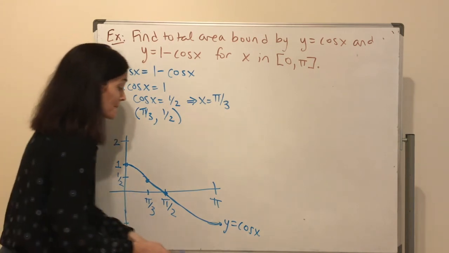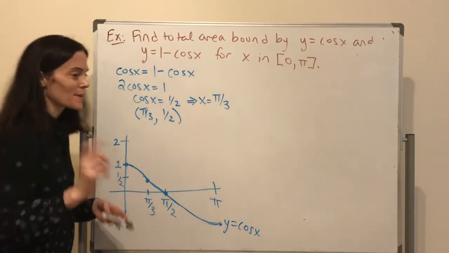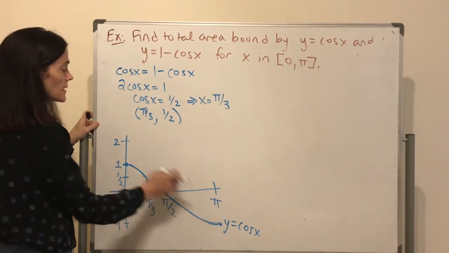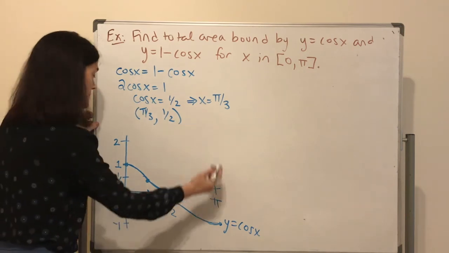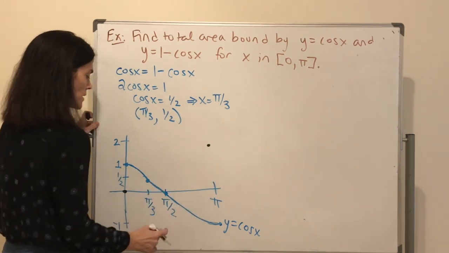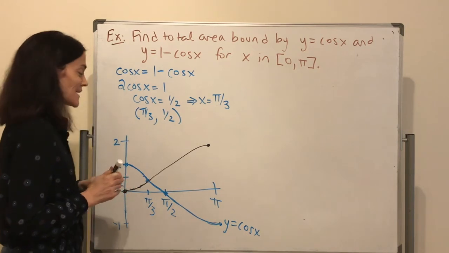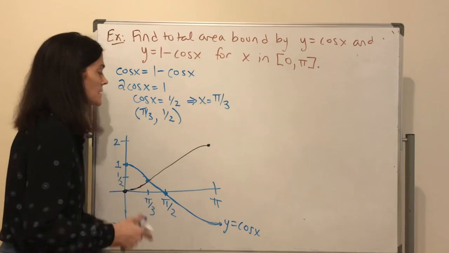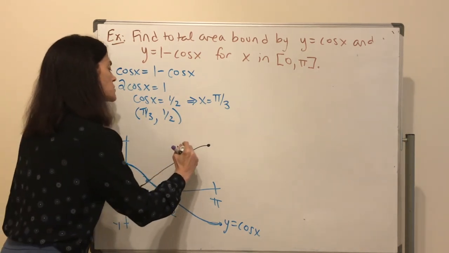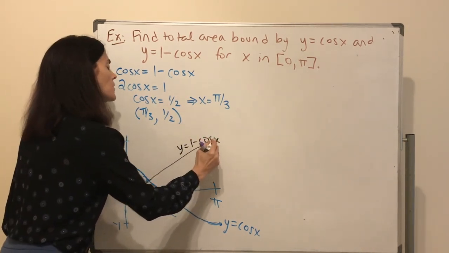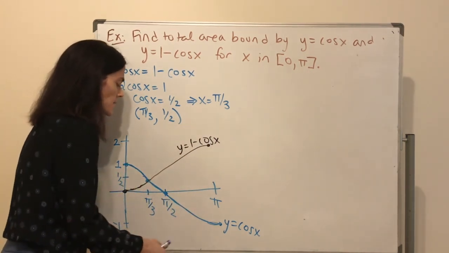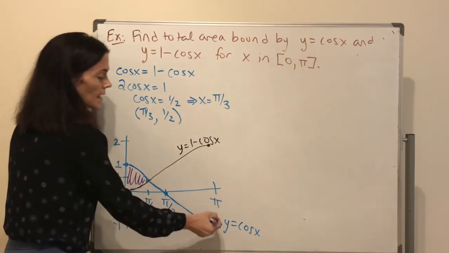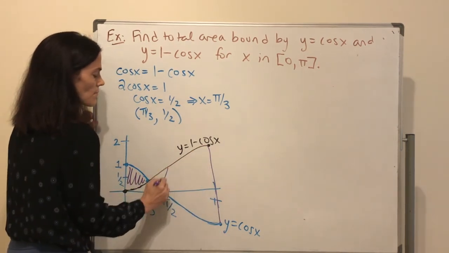And then we want 1 minus cosine x. So let's just plot a few points. We know it has to go through this intersection. And 1 minus 1 is 0 here, and 1 minus minus 1 is 2. This is kind of what it looks like. We have a basic shape and enough basic understanding to set up the integral. Let me label this: y is 1 minus cosine x. So the total area that we are looking for here is here and here.